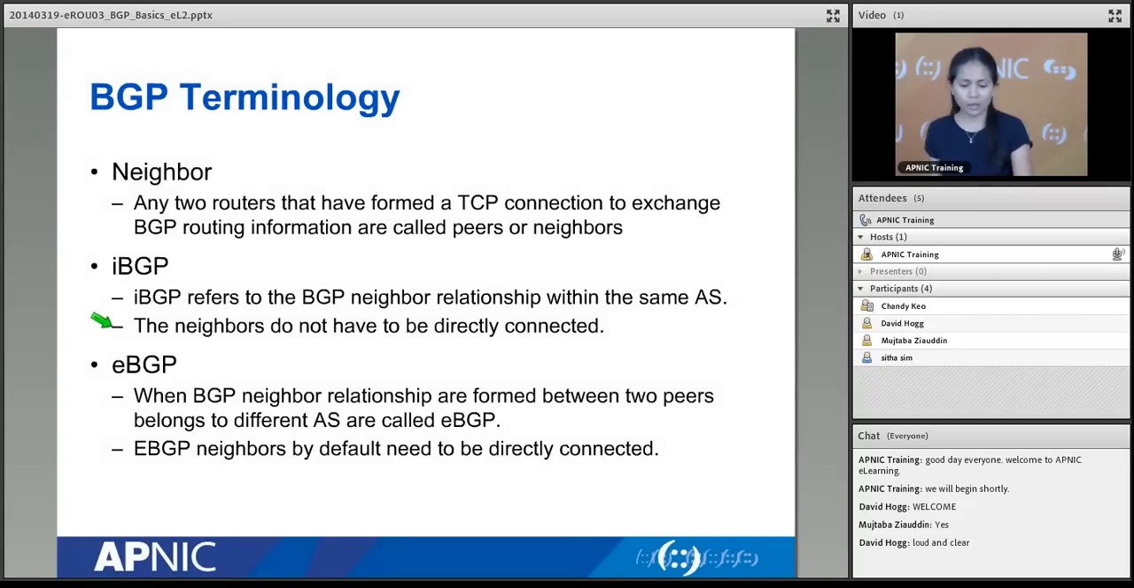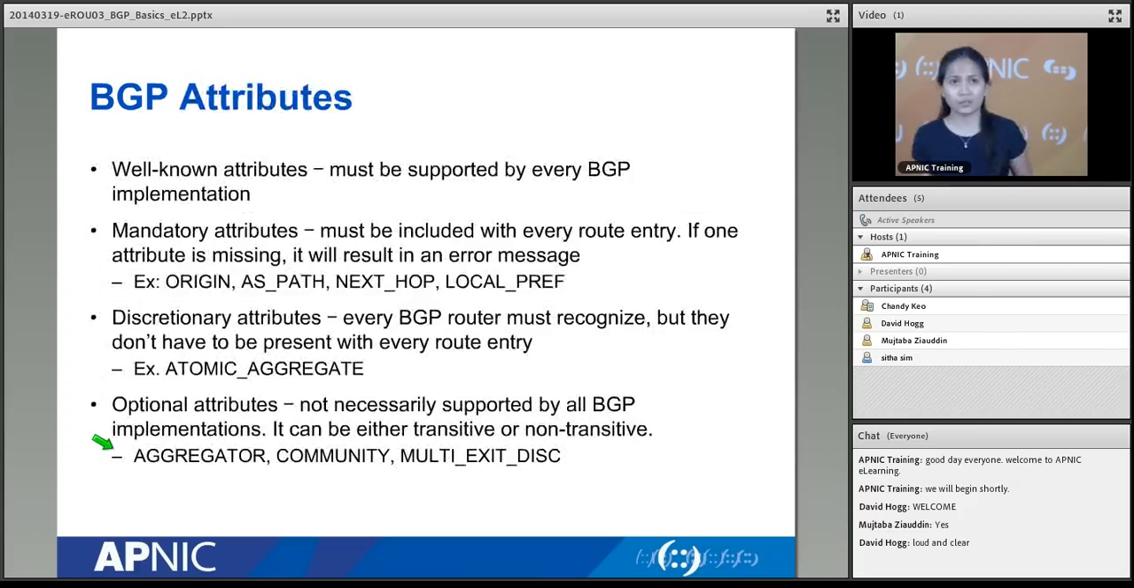And to have peering with these neighbors, they have to be directly connected. So just notice the difference between iBGP and eBGP there. For iBGP, you don't need to have a direct connection. With eBGP, it has to be directly connected.